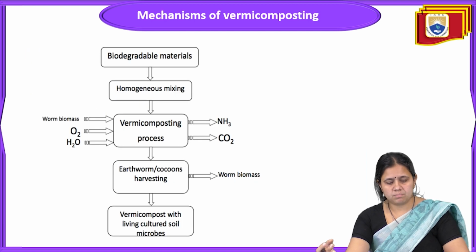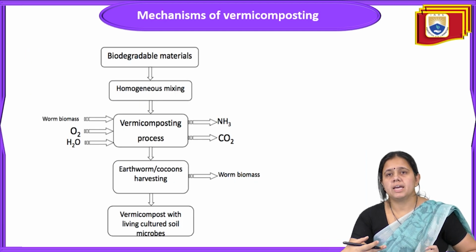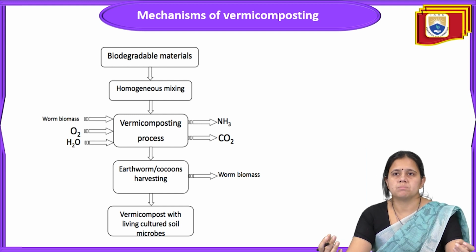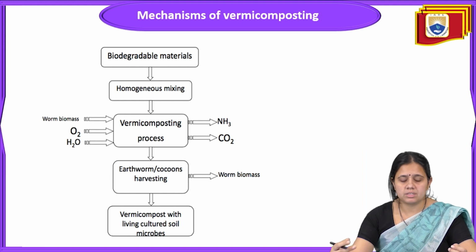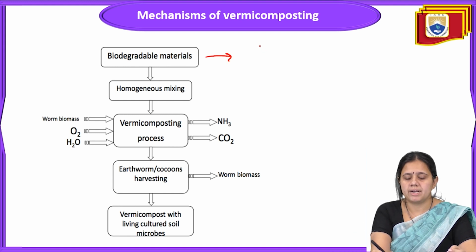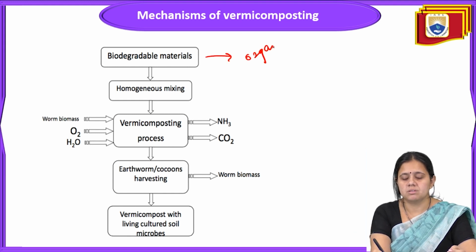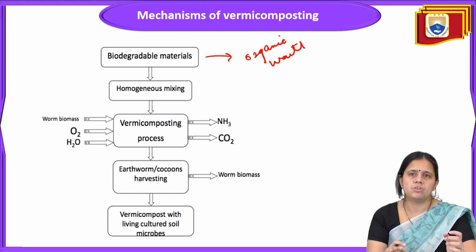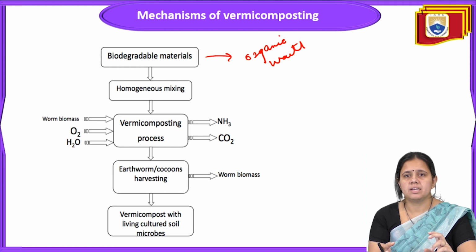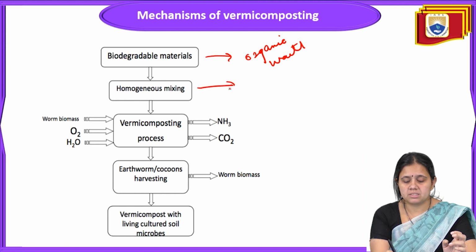Now comes the next point. Here it is the mechanism of vermicomposting, means how vermicomposting is done. So first thing is the biodegradable material. Biodegradable material means organic waste, waste which is organic in nature, so it can go for biodegradation. And next, what is the homogeneous mixture? This biodegradable material is made into a homogeneous mixture.